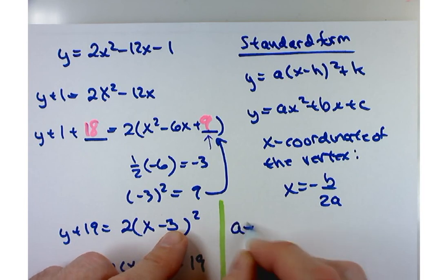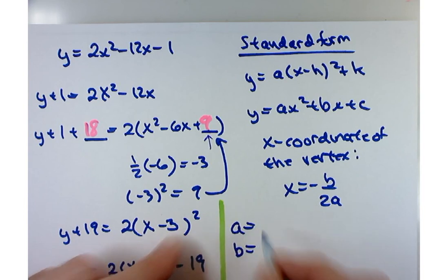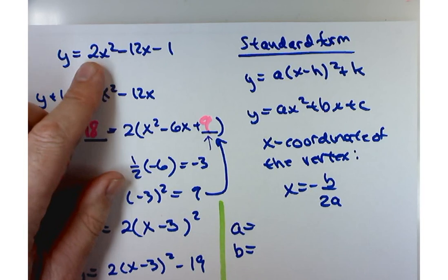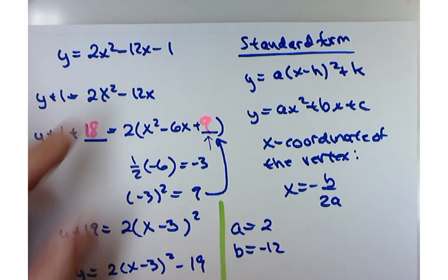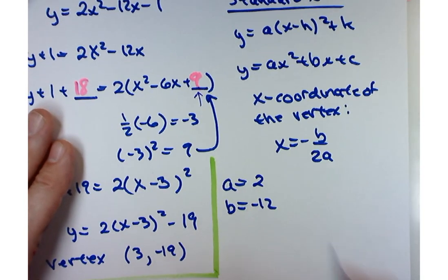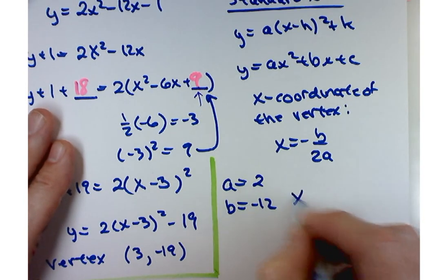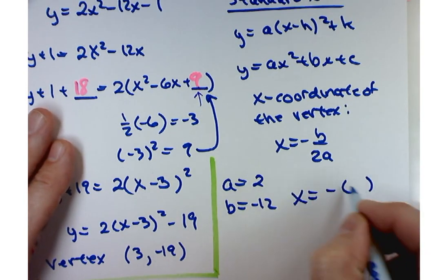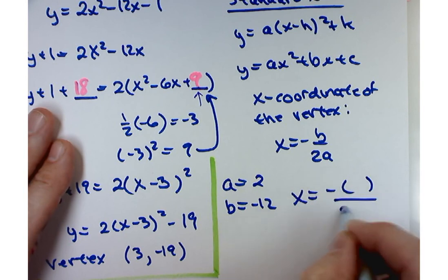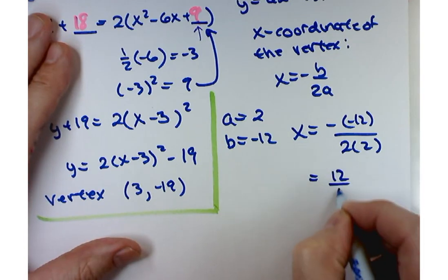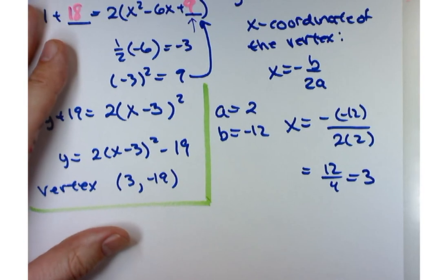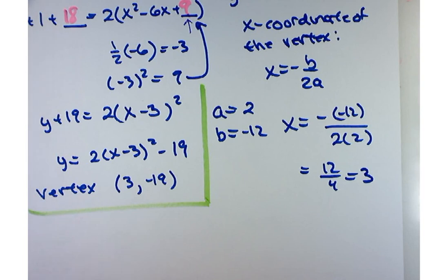So what are the values of a and b? 2 and -12. Nice. So 2 and -12, if I put that in, that becomes x is the negative of -12 divided by 2 times 2, which gives me positive 12 over 4, which is, wow, hey, cool, 3. So that's the x-coordinate of my vertex.